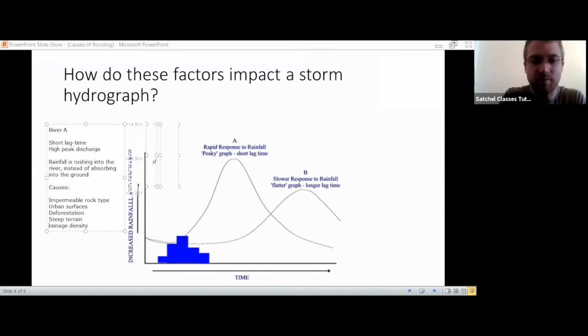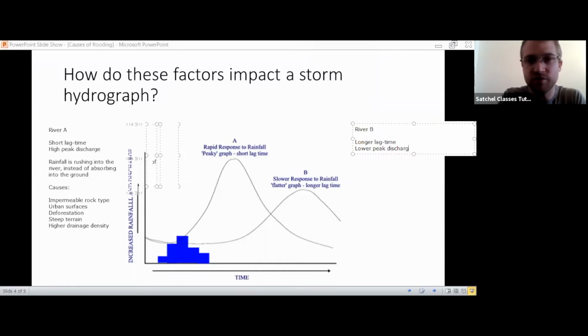So just clear that up. Higher drainage density. So these are all causes, okay? So these are all causes of things that might lead to flood risk. So if we just quickly find the alternative, River B has got a longer lag time. That means it takes longer for the rainfall to get into the river, and a lower peak discharge. Okay? So therefore, rainfall is taking longer to reach the river.